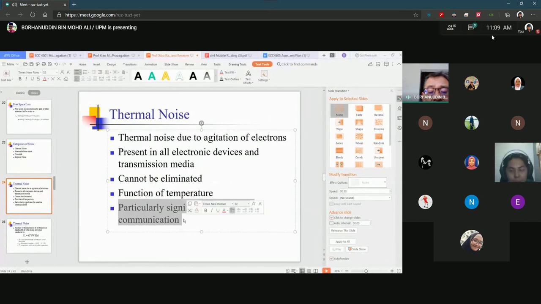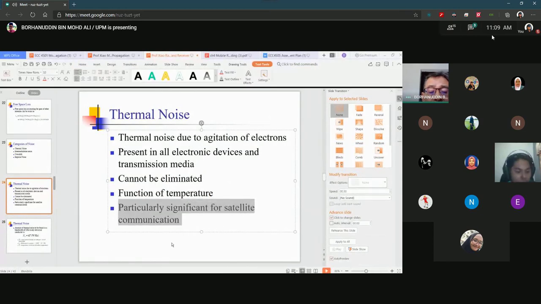So this is particularly significant for satellite communications. So satellite, even though it is clear line of sight, in a sense that you can see the direction of the antenna without any object in between, but there are many atmospheric conditions in between. Many atmospheric behaviors at the space level will affect the signals from satellite. One of them, apart from absorption, there are scintillating.